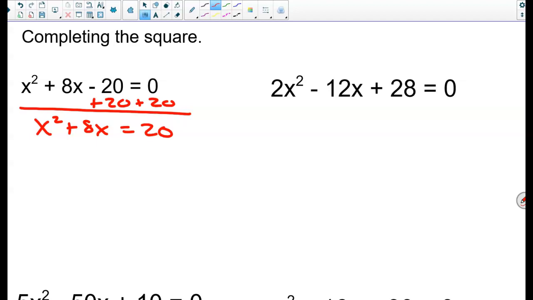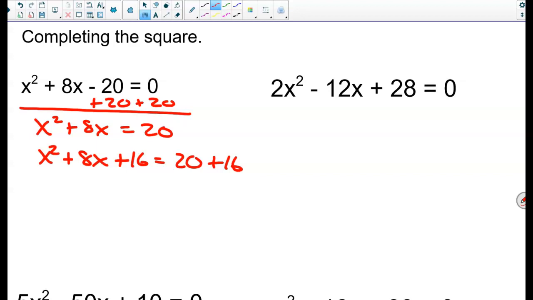Now comes the trick. And the trick is taking half the middle term and squaring it. Half of 8 is 4, and 4 squared is 16. And if I add 16 to one side, I need to do it to the other. That's literally the trick or the manipulation of the problem. We're always going to take half the middle term, which is 4, and square it. That number will always be positive, and we add it to both sides.